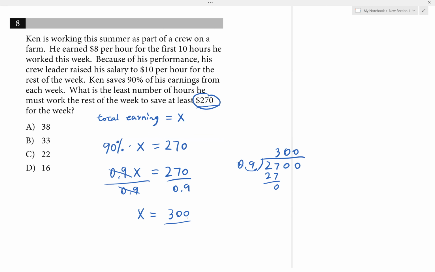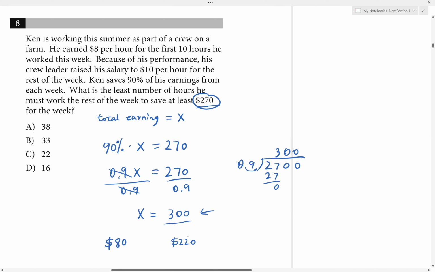Okay, so now let's break down his earnings. We know for the first 10 hours, he earns $8 per hour. So he worked through the whole 10 hours there, right? So it's going to be $80 for that part. $8 per hour for the first 10 hours, so he earned $80 already. But remember, our goal is 300, right? So how much more money does he need? He still needs $220, right? So that will add up to 300. So he needs an additional $220.